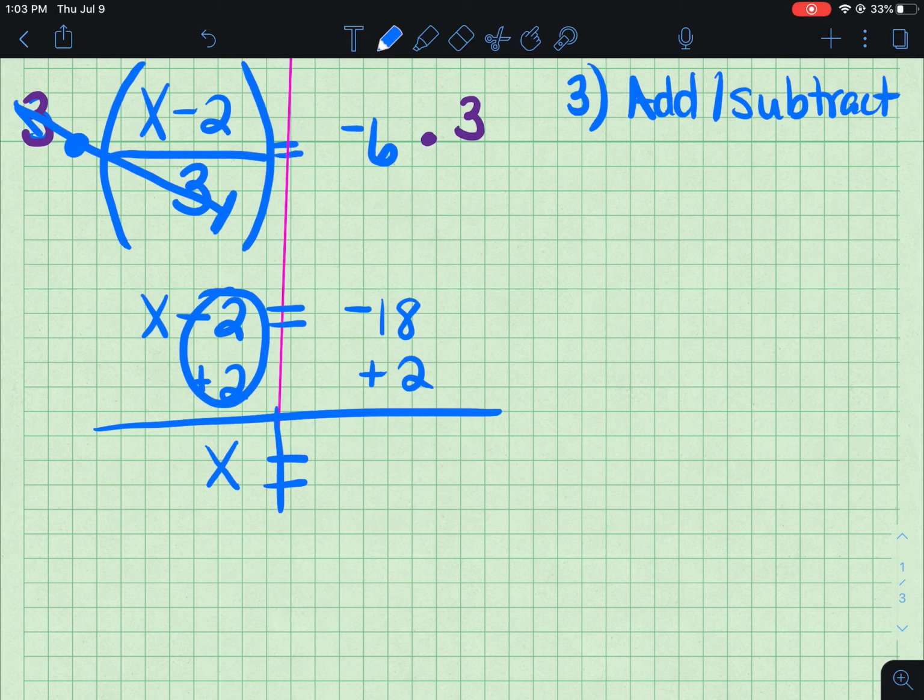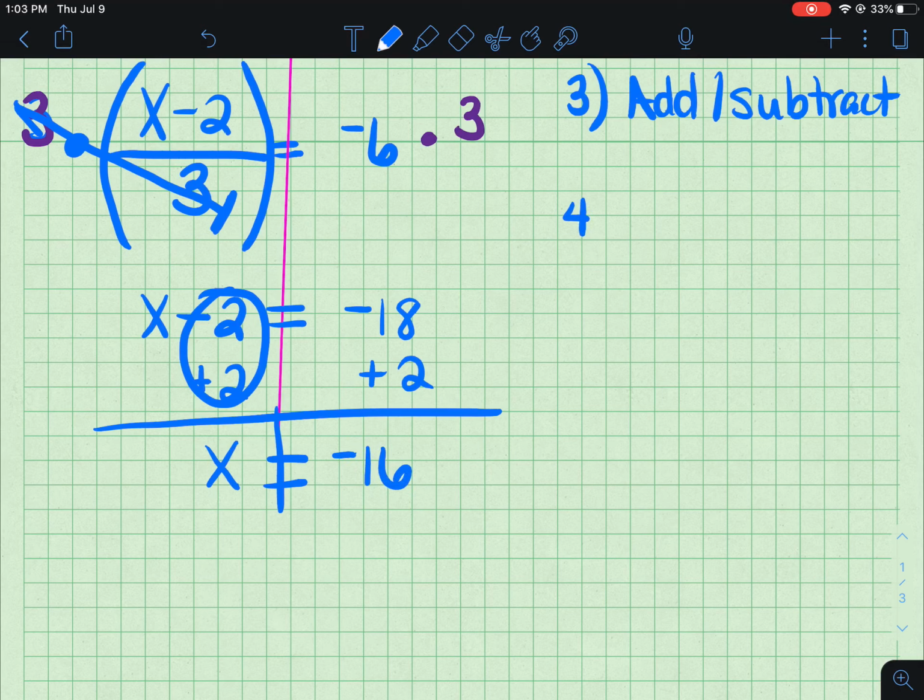Put negative 18. The negative is down at the bottom of your calculator by the decimal. It's not the same as the subtraction key. If you try to put subtract 18 plus 2, it's going to give you an error message. Okay, so it's negative 18 plus 2, so that's negative 16.